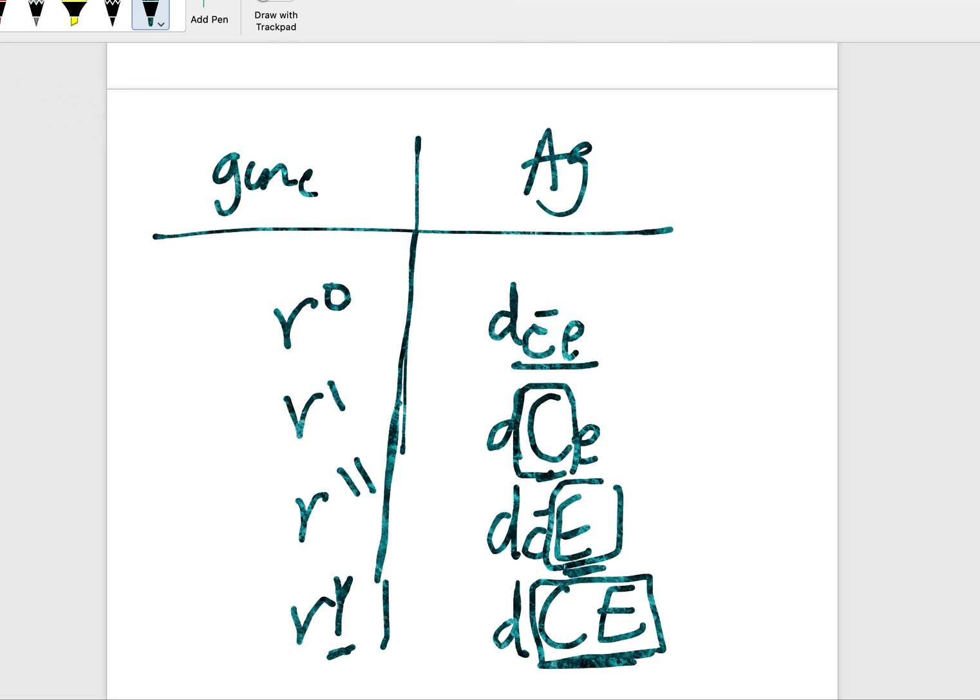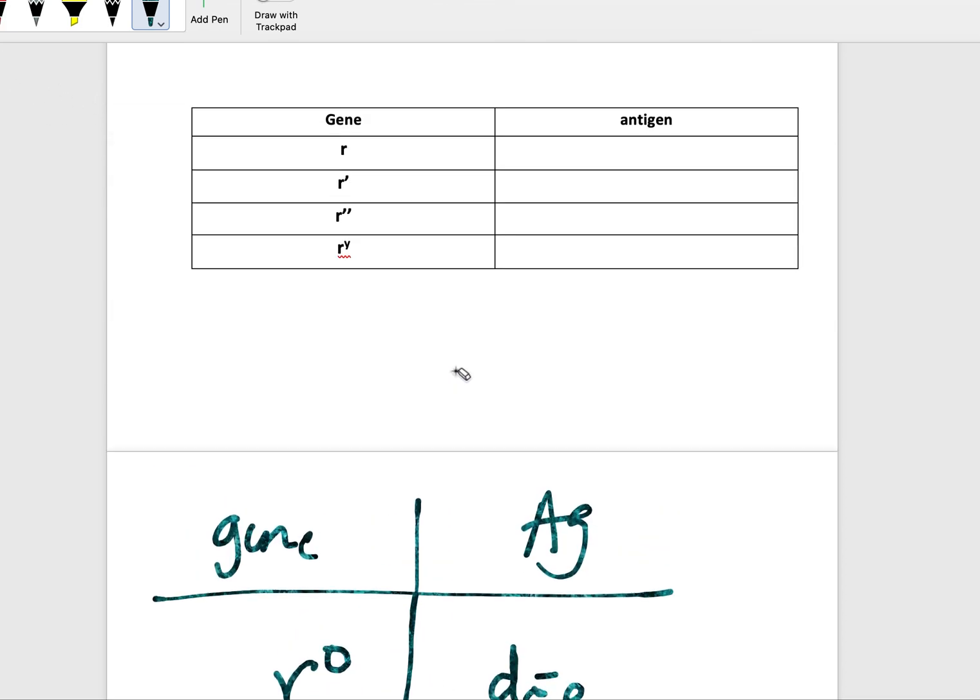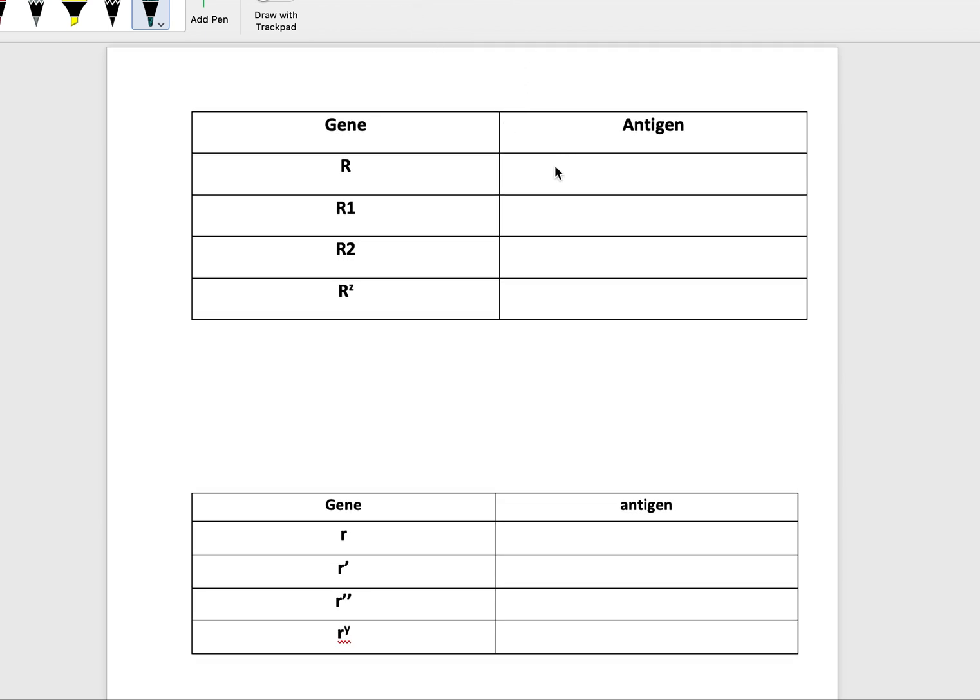Okay, now let's move to this example. Just to recap, R means we have the D antigen, D capital antigen. So when we have no numbers, it's C small, E small. When we have R1, it means C capital, position number 1, and E small. R2, position number 2, C small, position number 2 is E capital. RZ means both are capital.